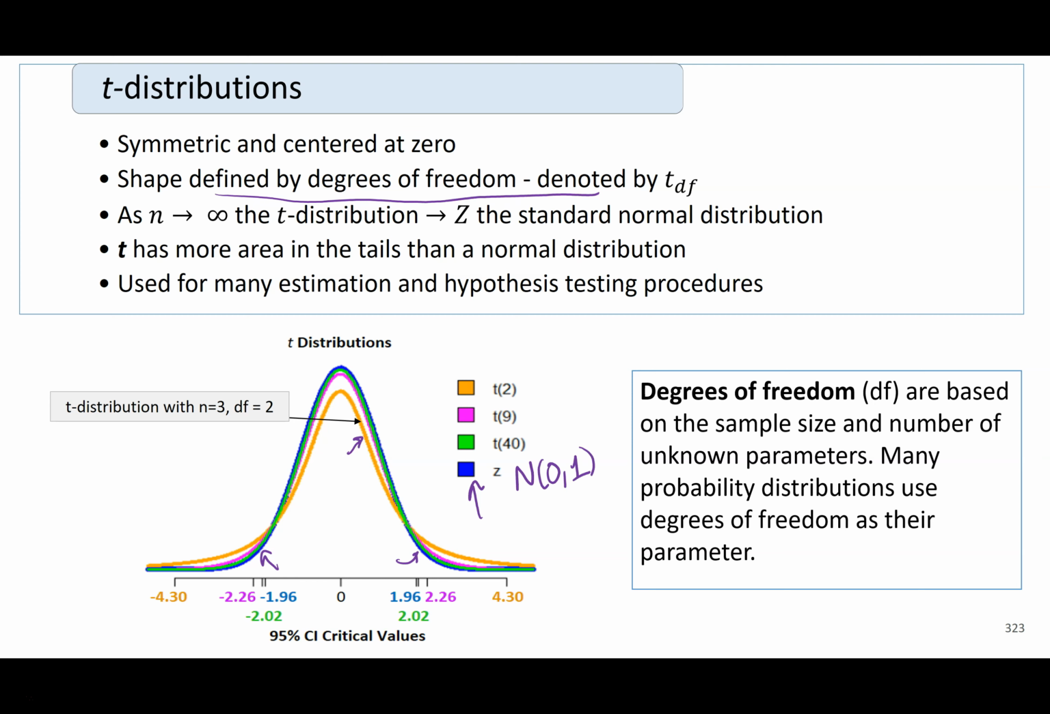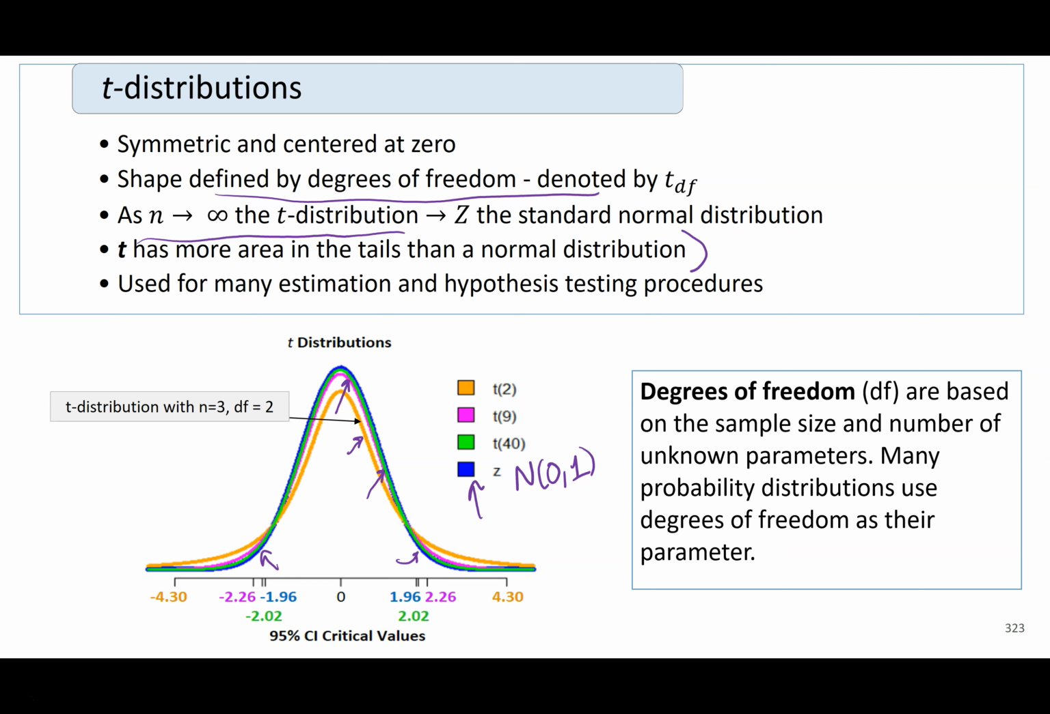Here is the t with 2 degrees of freedom. The pink is a t with 9 degrees of freedom. That green in there is 40. So as you increase your degrees of freedom, the t-distribution gets closer and closer to the normal distribution. It converges to that normal distribution. So as your sample size gets really, really big, the t-distribution approximates the standard normal.